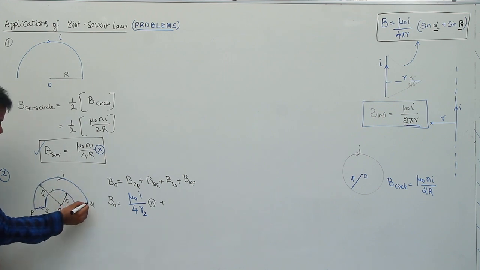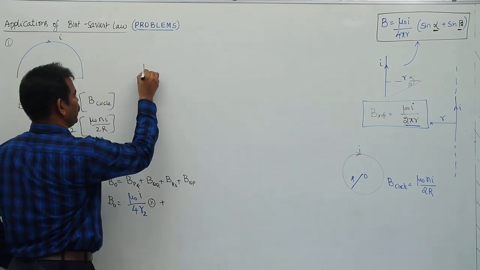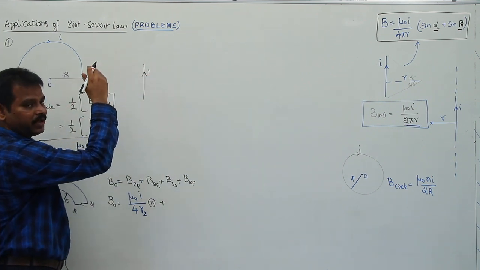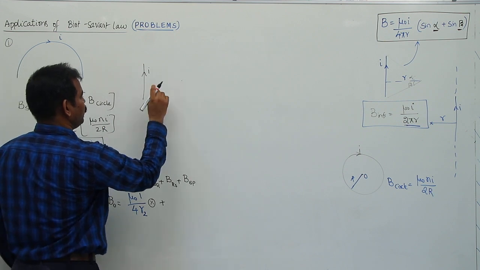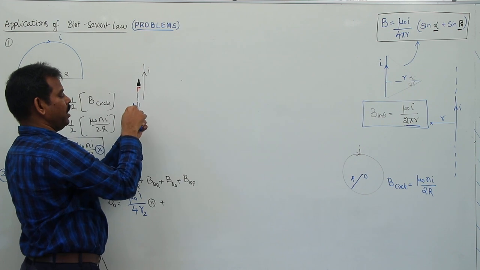Now B2, here the current is flowing like this. I want the magnetic field here. We know that whenever a coil is carrying current or a wire is carrying some current, the field will be produced around the current carrying conductor but not on its axis.